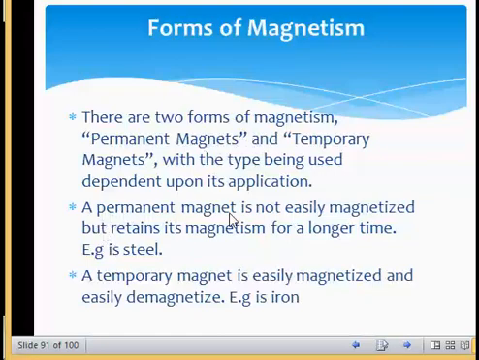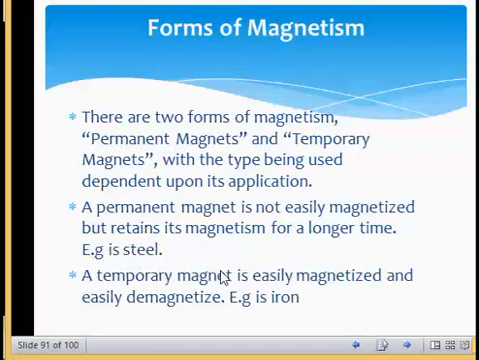All right, for a permanent magnet, every permanent magnet is not easily magnetized. It takes time before you magnetize it, before you make it magnetic. But it retains its magnetism for a long time after it has been magnetized. So it's not susceptible to magnetism easily, but if you eventually get magnetized, it retains its magnetism for a very long time. An example is steel. So steel is a permanent magnet.